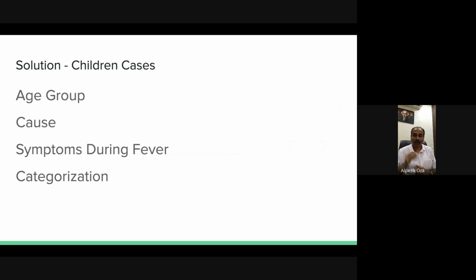The solution is to understand the age group, whether the child is in the dentition period or before the dentition period. If he is already a toddler, in the 1 year, 2 year, 3 year age category, then the presentation will change. What is the cause? What are the symptoms during fever? And again, a categorization. For children, it will be slightly different. So, you will learn this in the fever workshop.